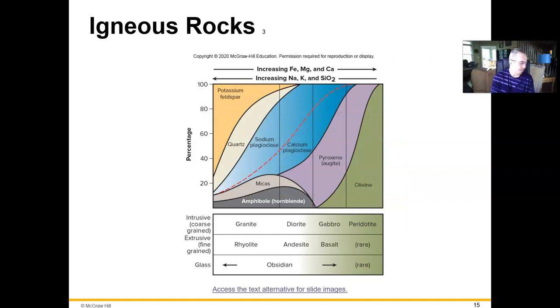Here's a chart. This is in your textbook. Again, I'm not going to go into a lot of detail on this. This is giving you some of the minerals that we're talking about: the iron, magnesium, calcium, sodium, potassium, and silicates, and it's just a spectrum of where these different types of rocks are forming. These igneous rocks are forming either on the surface or underground.